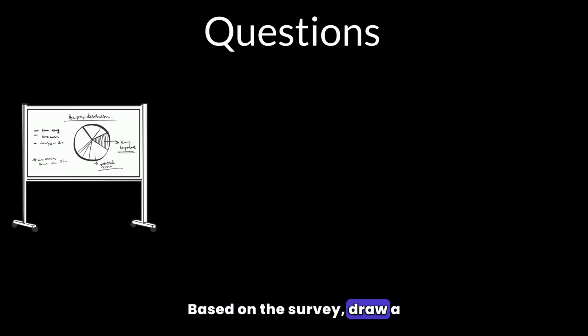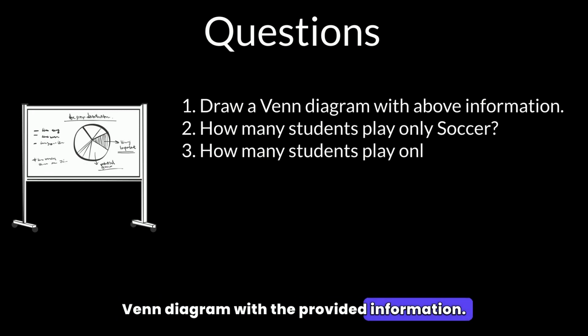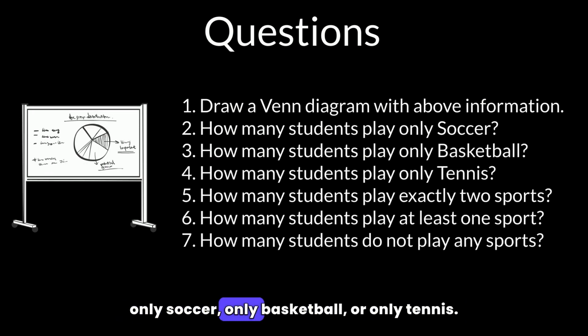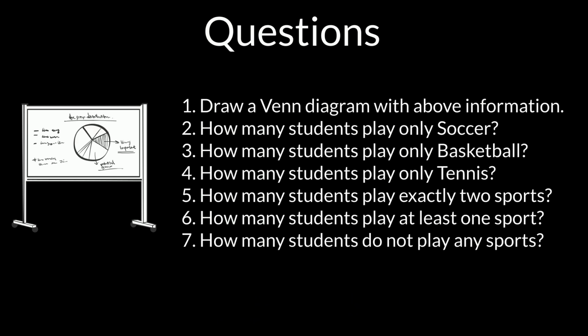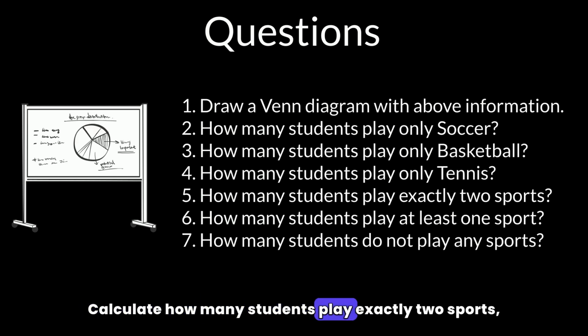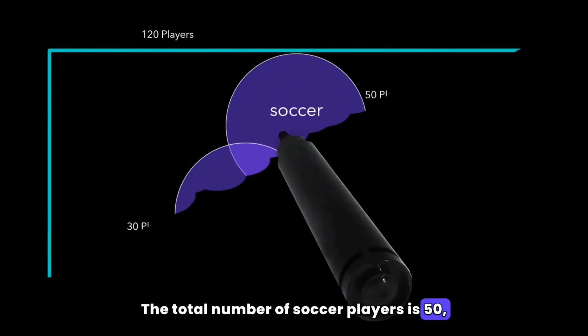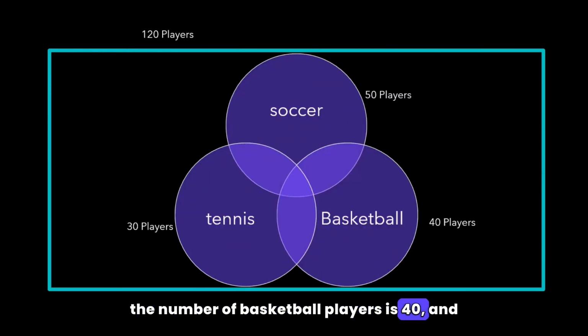Based on the survey, draw a Venn diagram with the provided information. Determine the number of students who play only soccer, only basketball, or only tennis. Calculate how many students play exactly 2 sports, how many play at least 1 sport, and how many do not play any sports. The total number of soccer players is 50, the number of basketball players is 40, and the number of tennis players is 30.